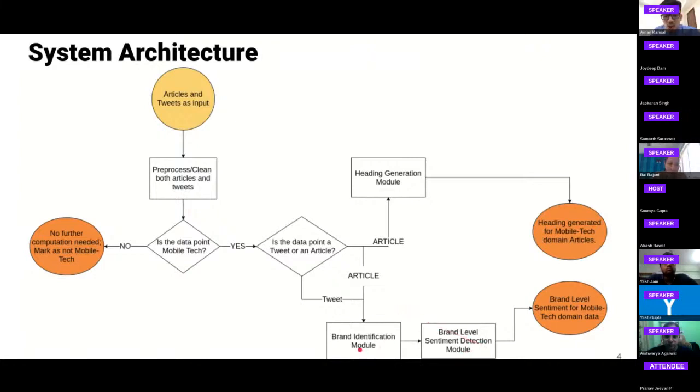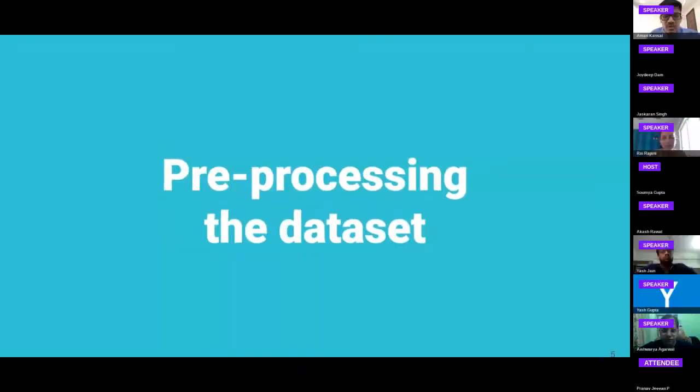The brand identification module in turn takes the articles and tweets from the tech class, and it feeds them to the sentiment classification module as pairs of the brand that it identified and the sentence in which that brand occurred. The rationale behind that I'll be explaining in that section. And finally, we have the brands and sentiments for the articles as well as the tweets. So I'll be starting with the pre-processing step.